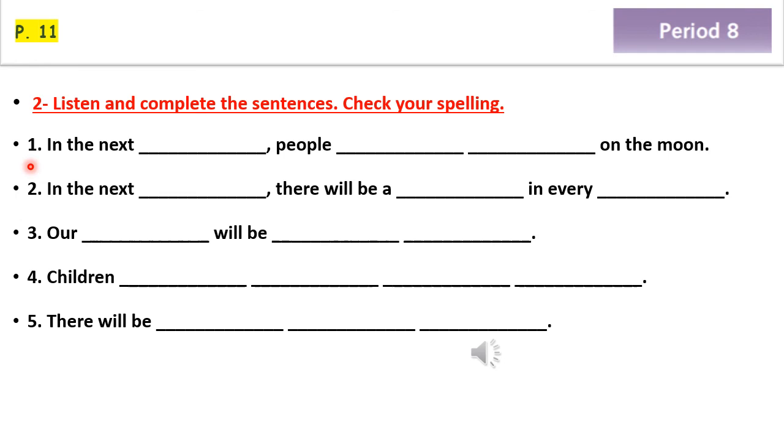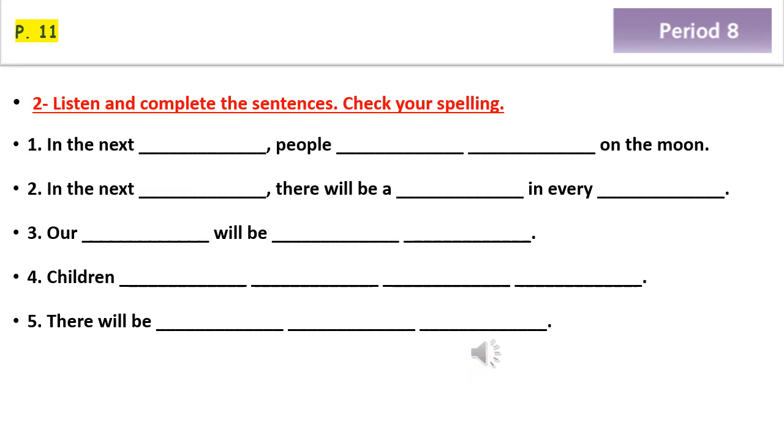1. In the next, people on the moon. 2. In the next, there will be a in every. 3. Our will be. 4. Children. And finally, there will be.